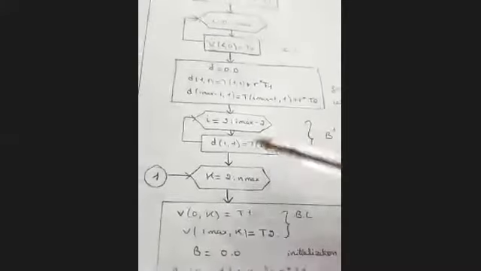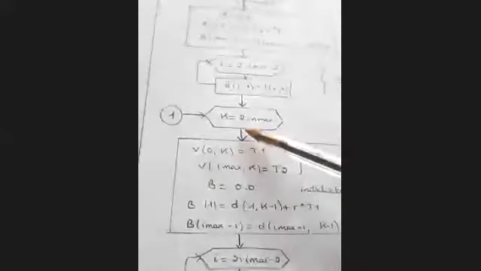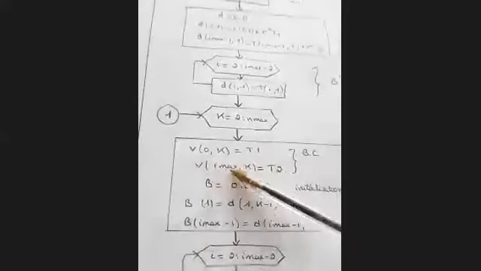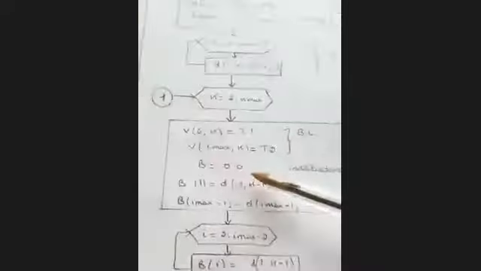Then I need to determine now B for the whole times, from 2 to n max. Then I define a vector v0k equal t1 and vi max k equal t2. These are the boundary conditions that I used: t1 and t2, t0n and ti max n. Okay, I define the boundary condition here. Then I initialize b equal 0 0.